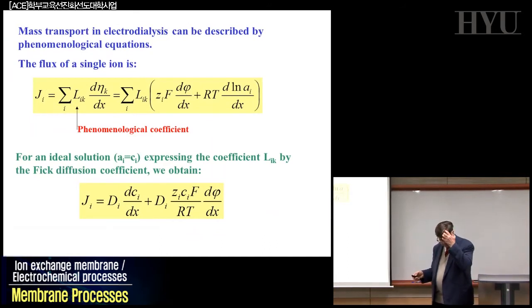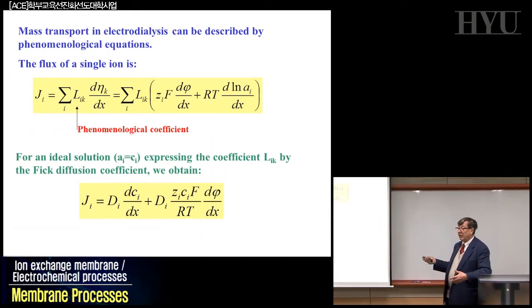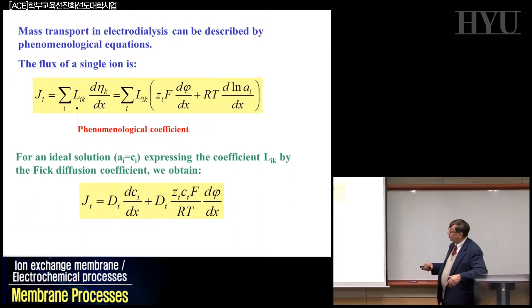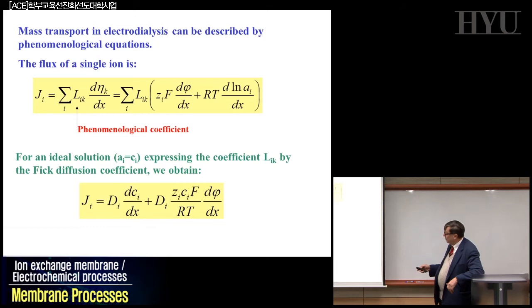If you now want to analyze the system and see which parameters we have to keep under control: the overall mass transport in our system, for a single ion, the flux across will be, as we know, proportional to the gradient in the electrochemical potential. So we can express our electrochemical potential in terms of the chemical potential gradient and the electrostatic potential gradient. In an ideal solution, as we saw before, activity and concentration can be taken as the same, so we can rewrite it in this kind of expression.